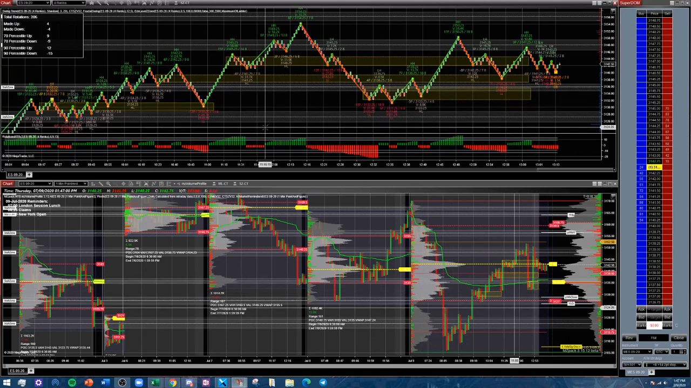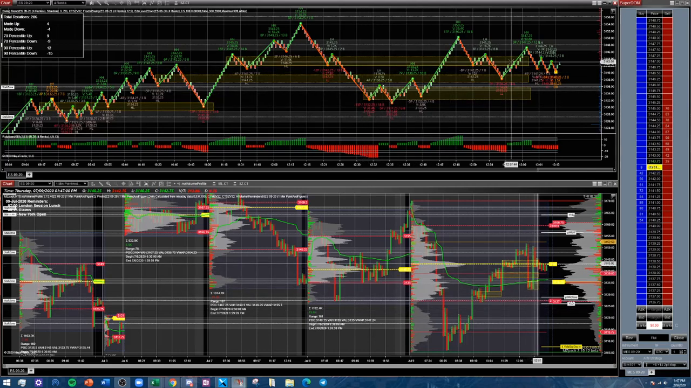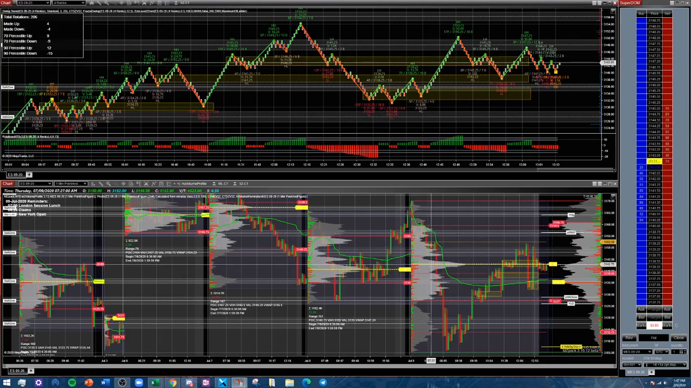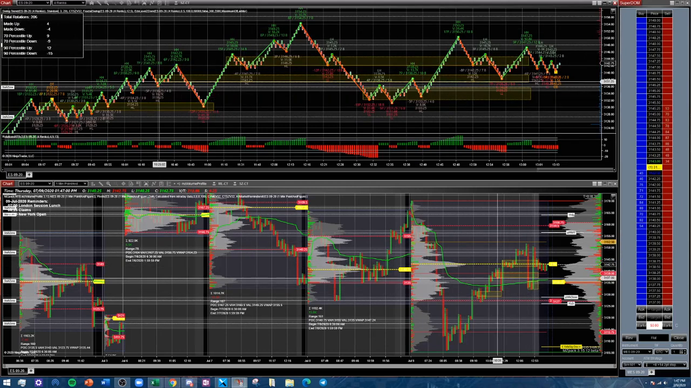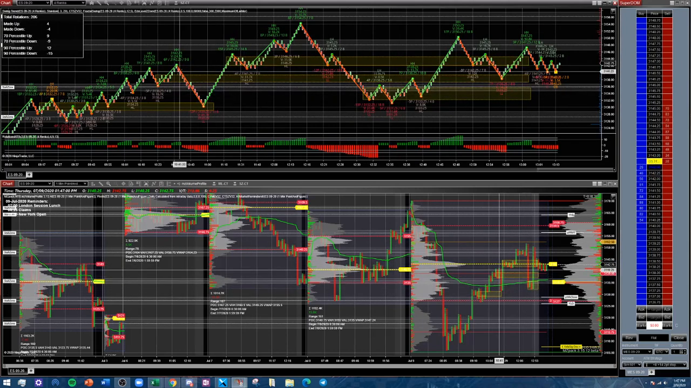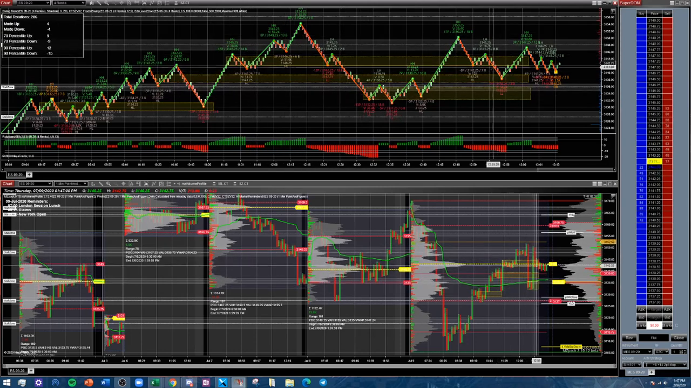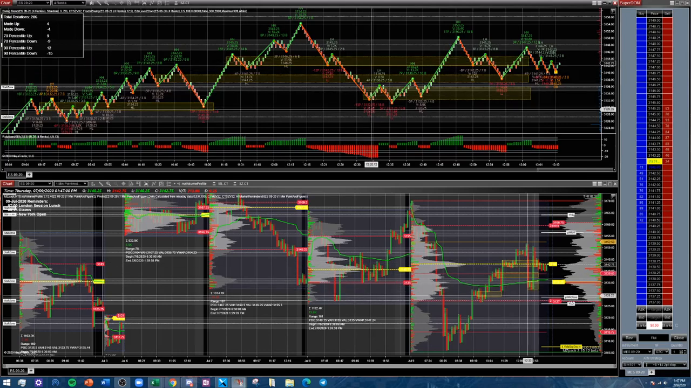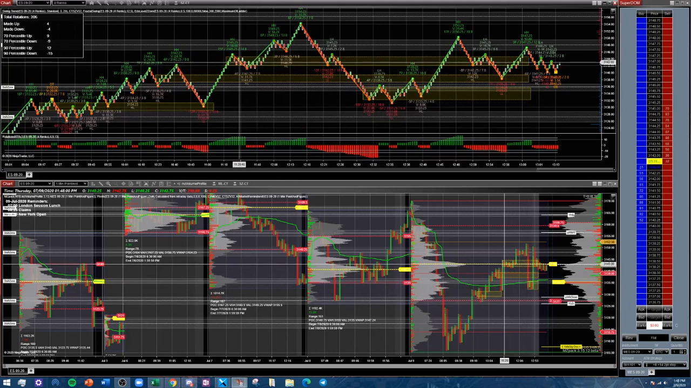Concurrently, let's look at another one here. Let's look at 3143. So 3143 is actually the POC. These are your high volume nodes, so to speak, and you can just trade between these high and low volume nodes, zipper to zipper, and just kind of watch.